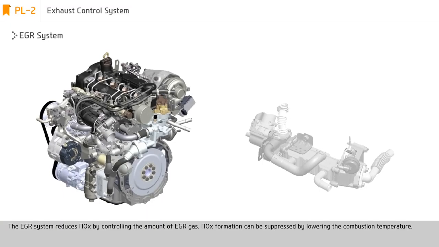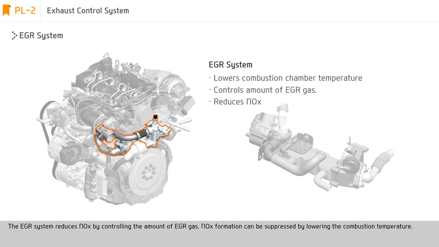The EGR system reduces NOx by controlling the amount of EGR gas. NOx formation can be suppressed by lowering the combustion temperature.